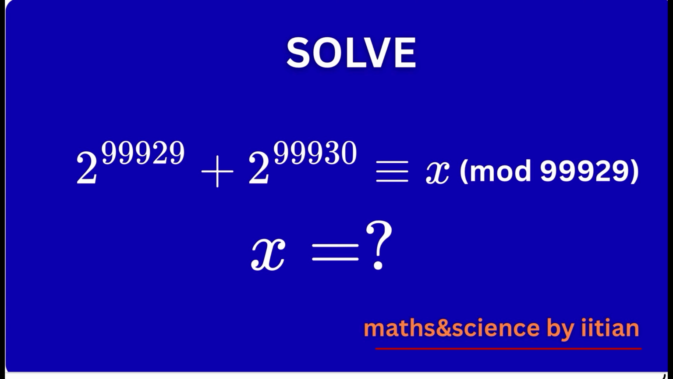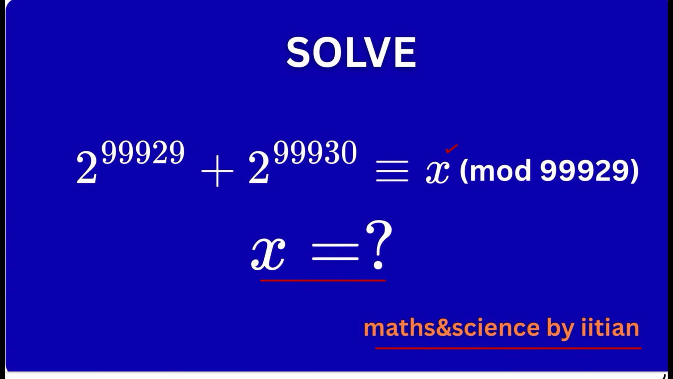In this lecture, I will be taking up a 5-digit number. We will be finding the remainder when 2 to the power of that 5-digit number is divided by the 5-digit number. What will be the remainder? That is, we will find the sum of the two exponents when divided by the 5-digit number 99929. What will be the remainder?